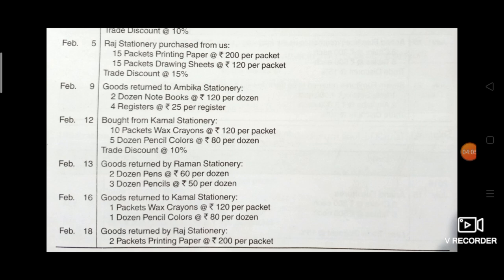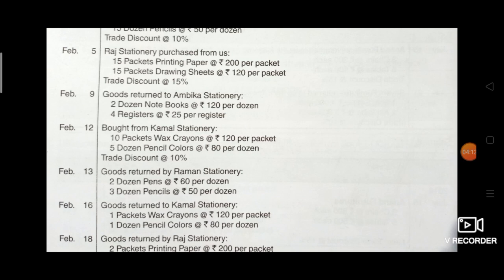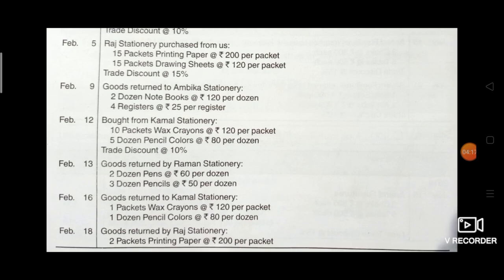And now the last entry on 18th Feb, goods returned by Raj Stationery. See, on 5th February, here Raj Stationery purchased from us, means we have sold goods to Raj Stationery, and now on 18th February they are returning us our goods, 2 packets printing paper at Rs 200 per packet. So this is the entry of sales return. We have to enter this entry in sales return book.